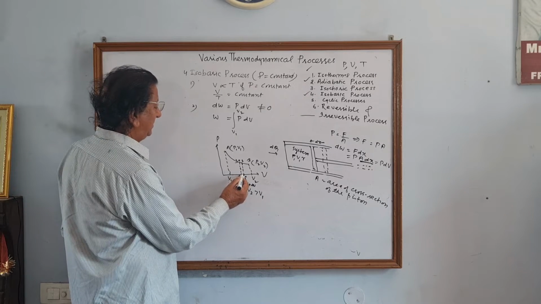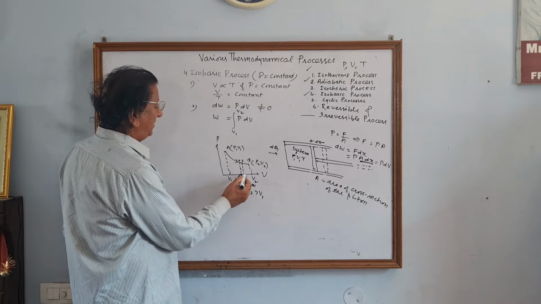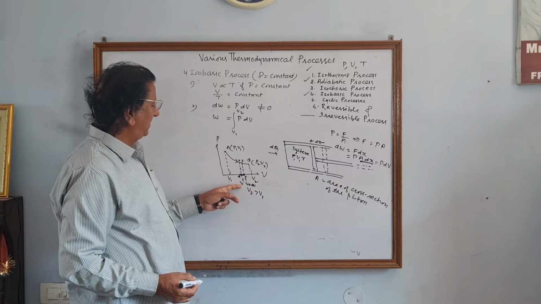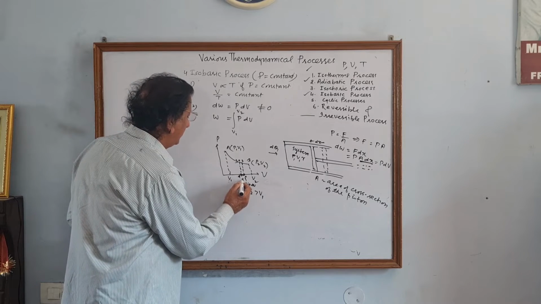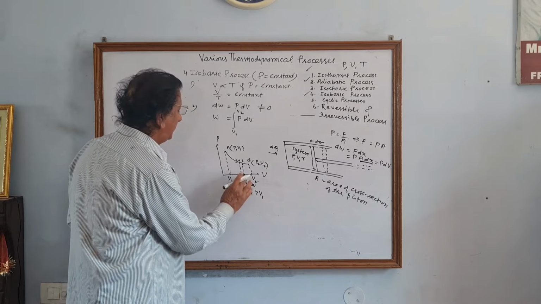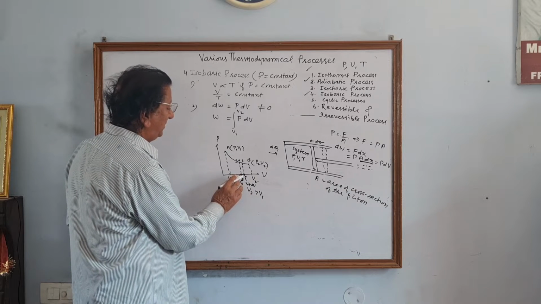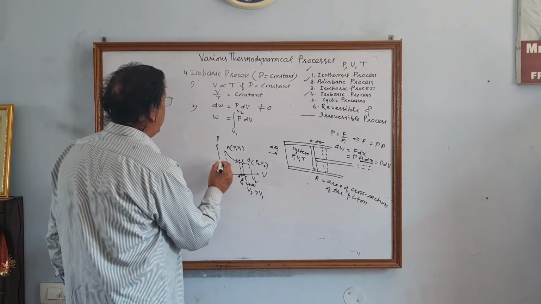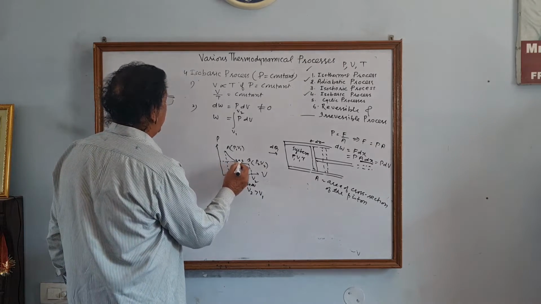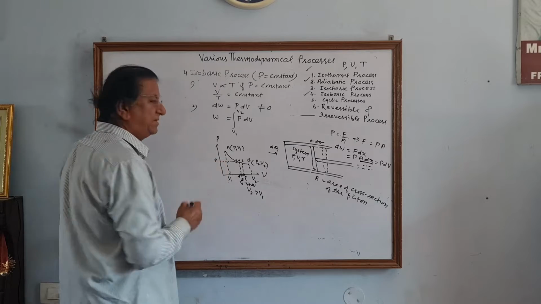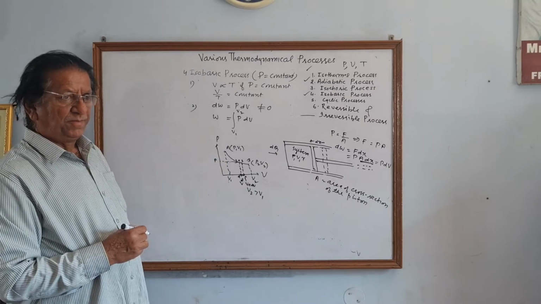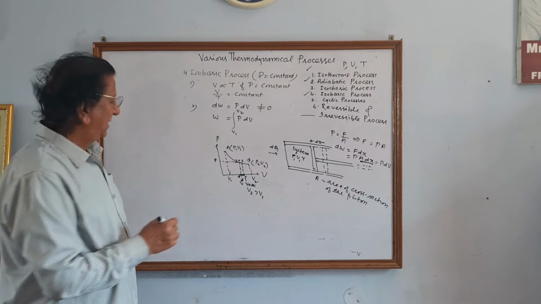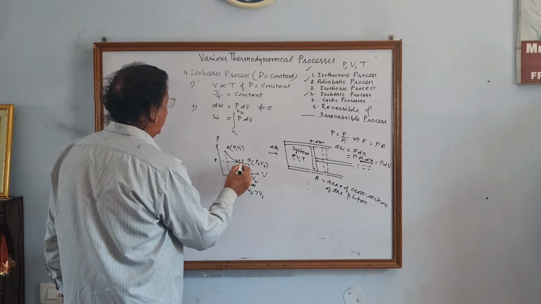Small increase in volume, from D to C. Corresponding to point D, volume is V, and corresponding to C, volume is V plus dV. But during this small change in volume, if you see the graph, there is not much change in pressure. Pressure is almost constant.